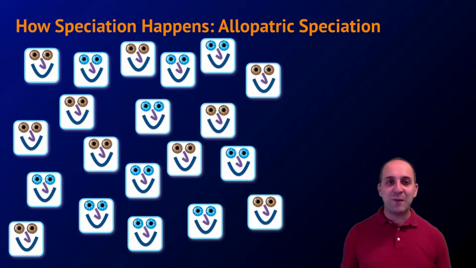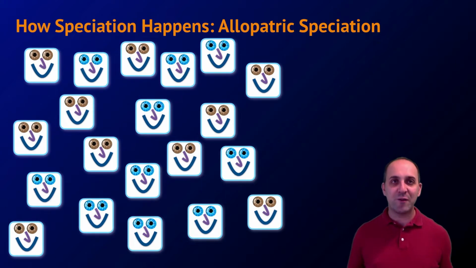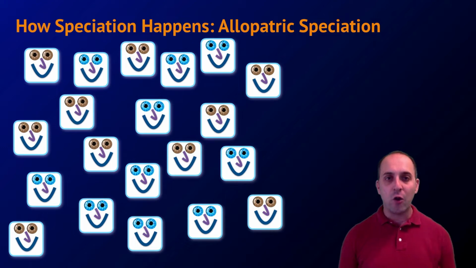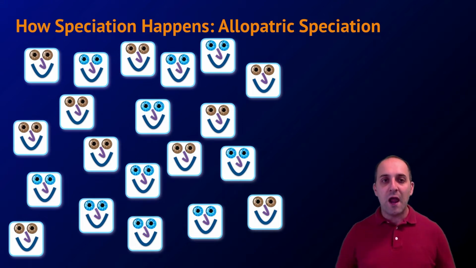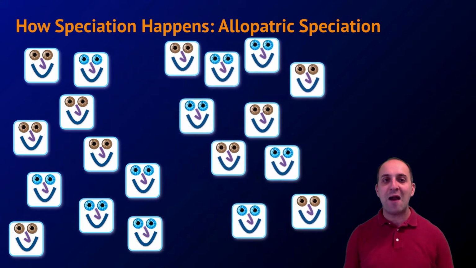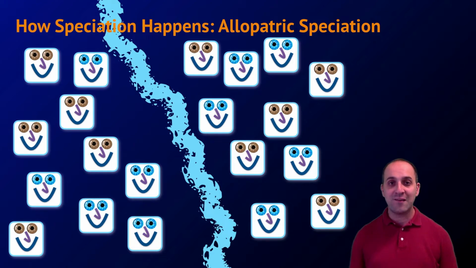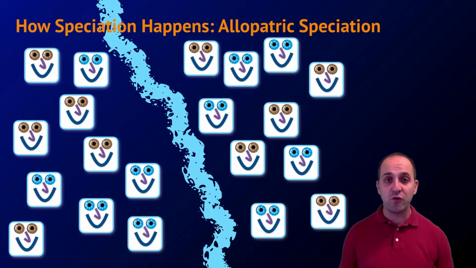There are two different ways that speciation can happen: allopatric speciation and sympatric speciation. Let's do allopatric speciation first. I've gone once again to our hypothetical population of smileys. Allopatric really just means other country. What's going to happen here is some sort of barrier is going to form that's going to separate these two populations from each other. In this case, it's a river. And once those two populations are physically separated from each other, they no longer reproduce with each other.